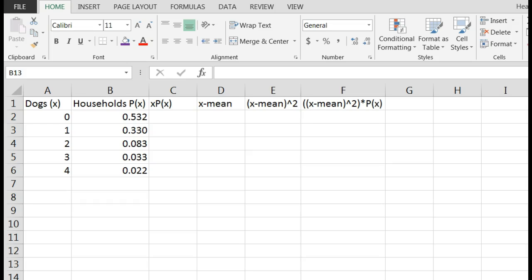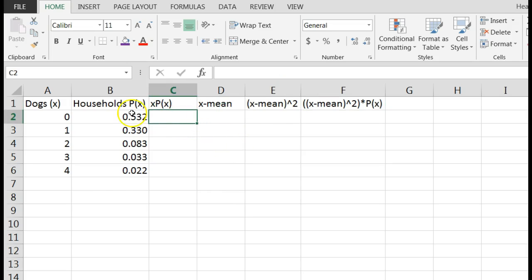Now, starting from scratch in Excel, if you have X, which in this case is dogs, and the probability of X, which is the percentage or probability that a certain household has that many dogs, I'm going to set up in Excel my X and my P of X. I'm going to set up another column that is X times P of X, another one that says X minus the mean, another that says X minus the mean squared, and then X minus the mean squared times the probability of X. Real easy to do if you just start out this way.